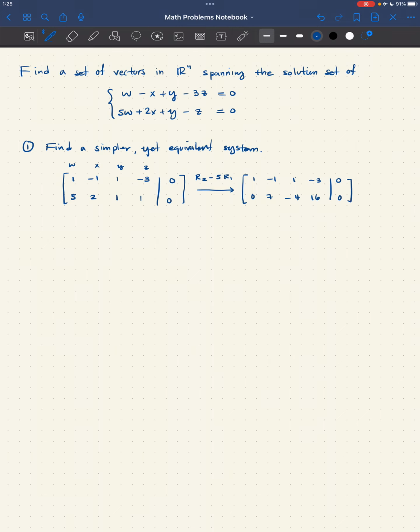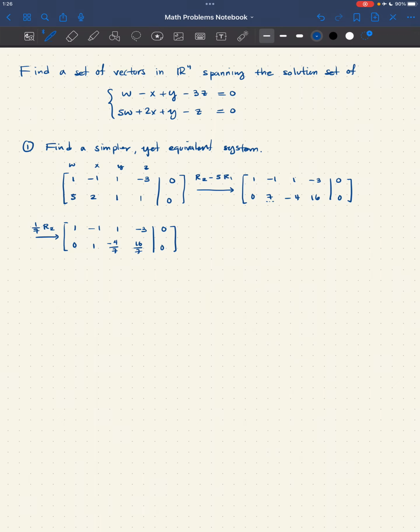Okay, now out of that one, we're going to turn this into a pivot by multiplying the second row by 1/7, and we get something that looks like this. We have 1, negative 1, 1, negative 3, 0, and then on the second row, 0, 1, negative 4 over 7, then 16 over 7, 0.